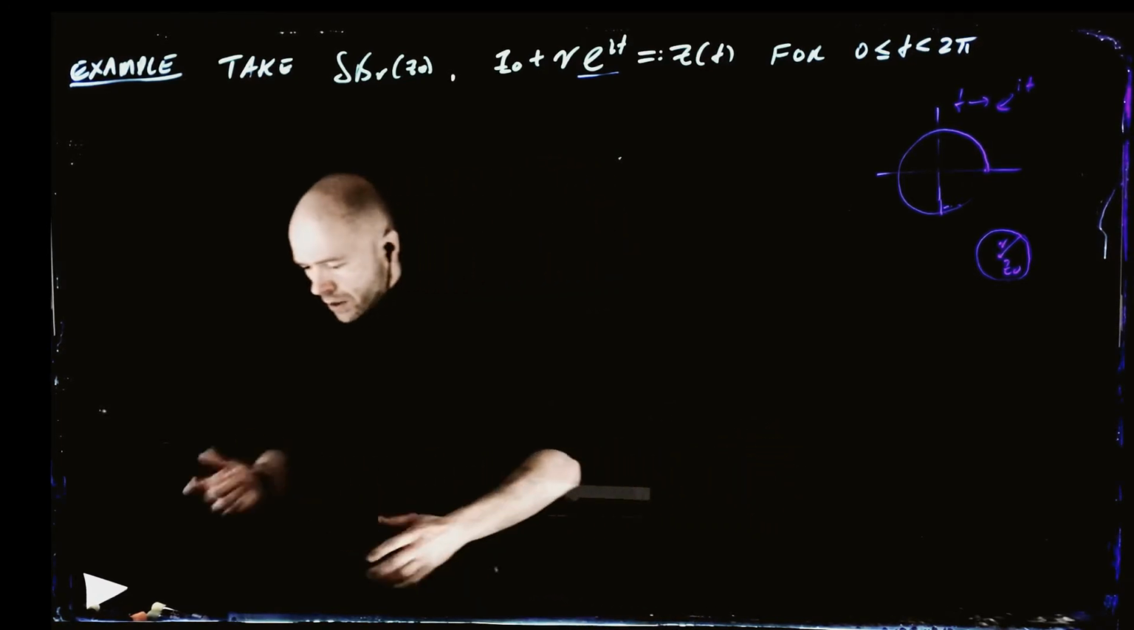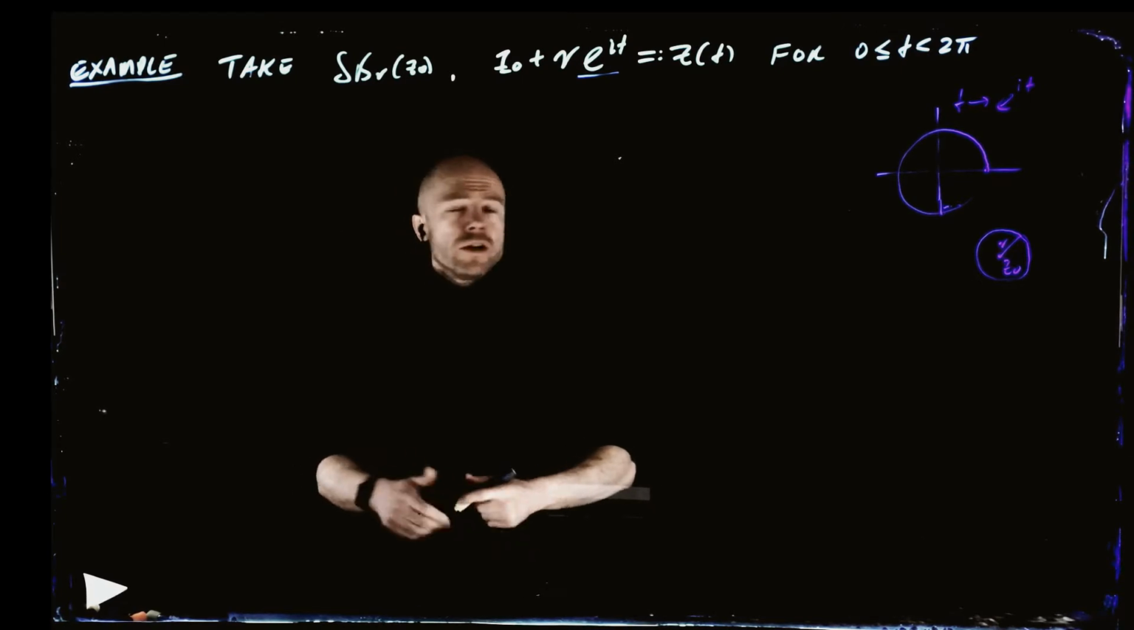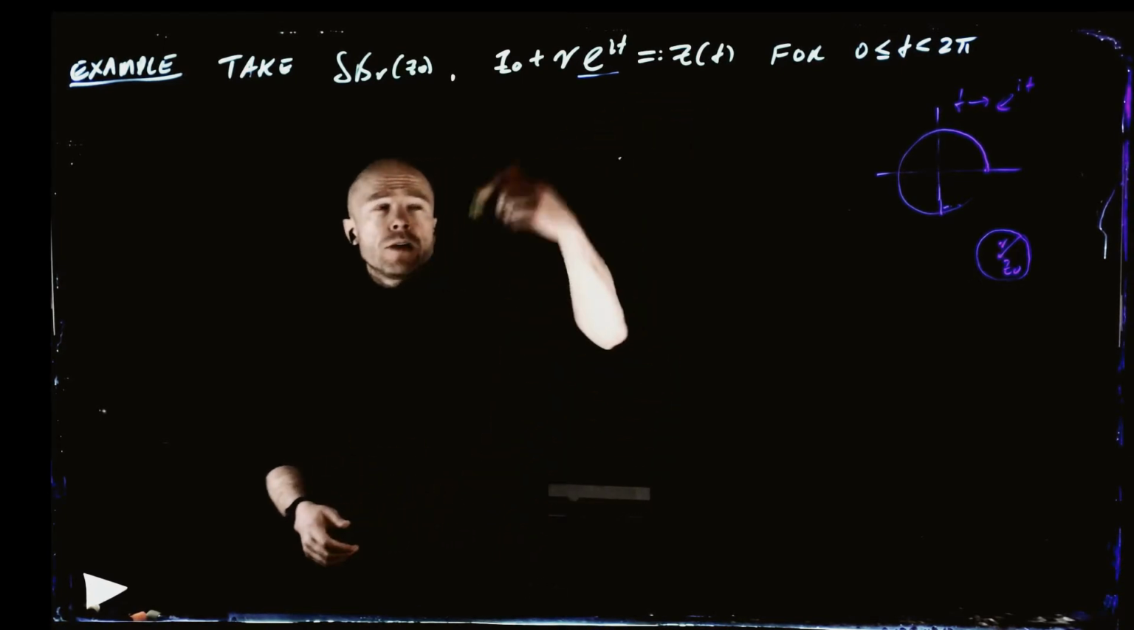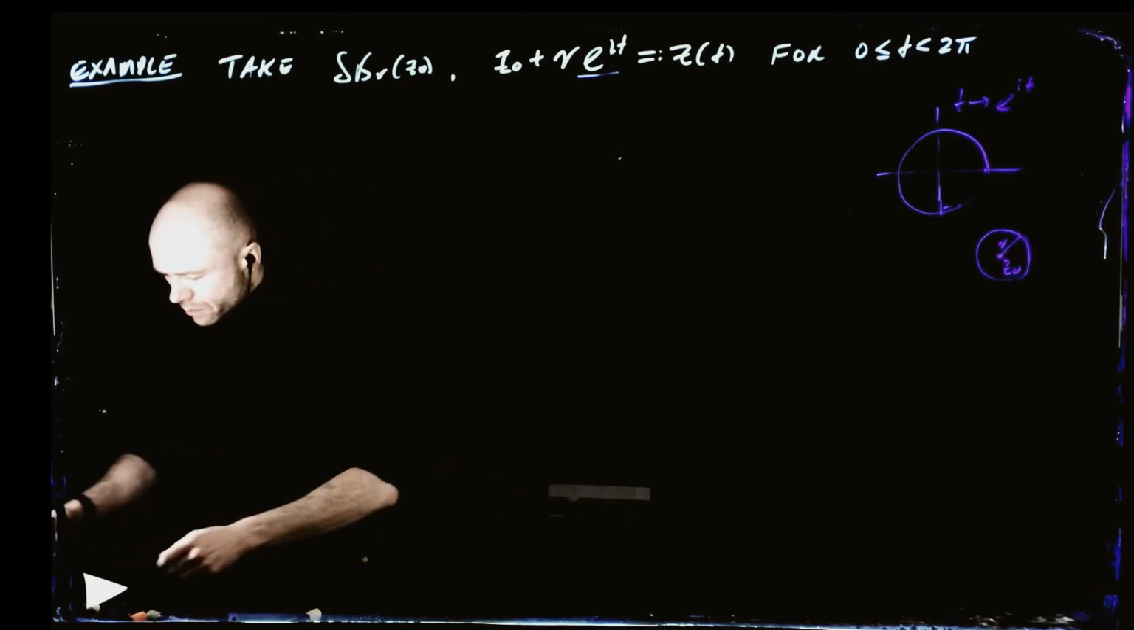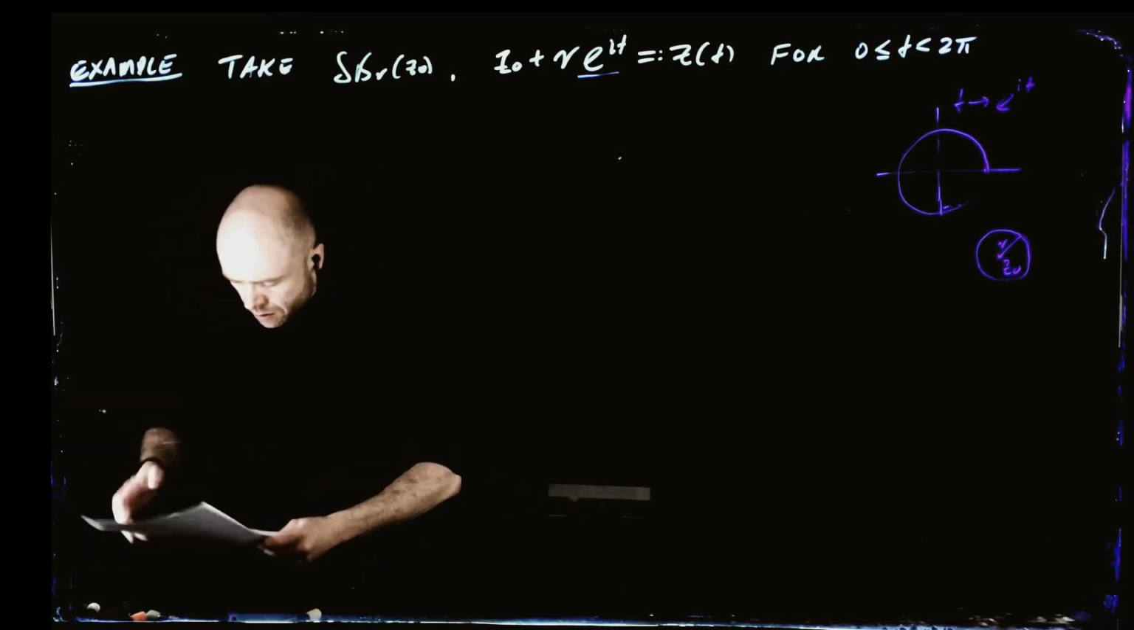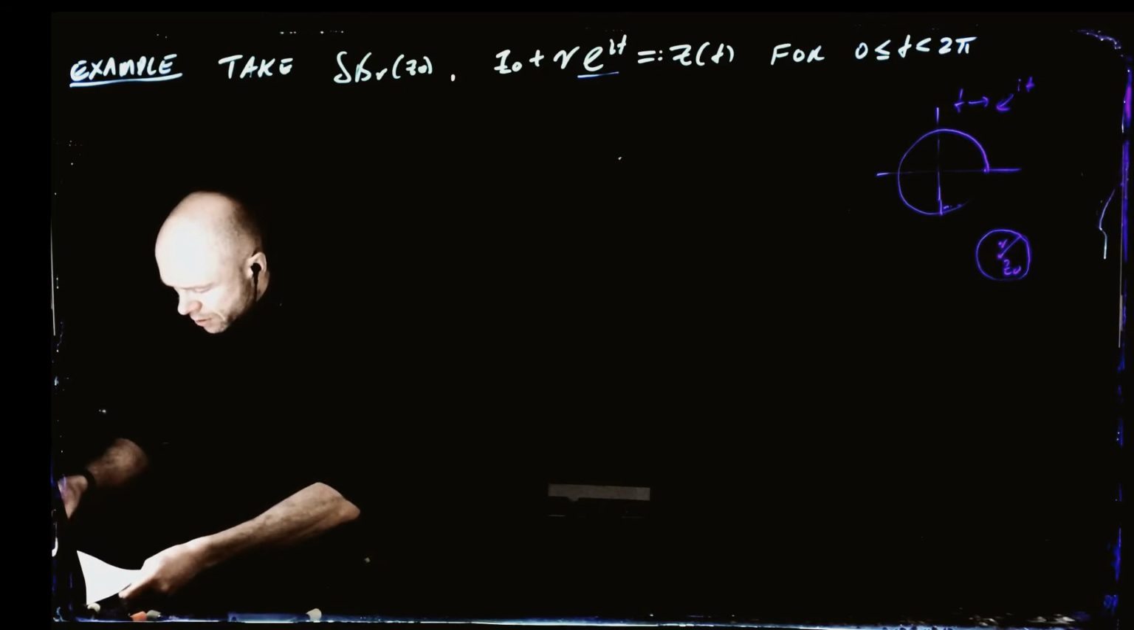So it's often not too hard to come up with parameterizations for the kind of thing that we want, and we'll be integrating around the circle many, many times. That is a guy that we'll use lots of times.